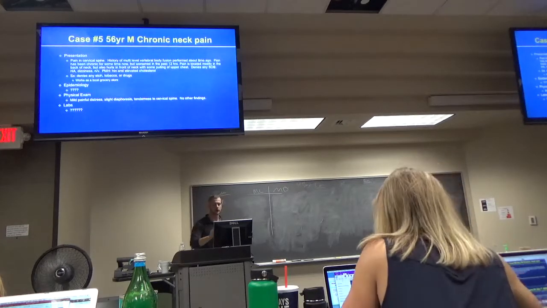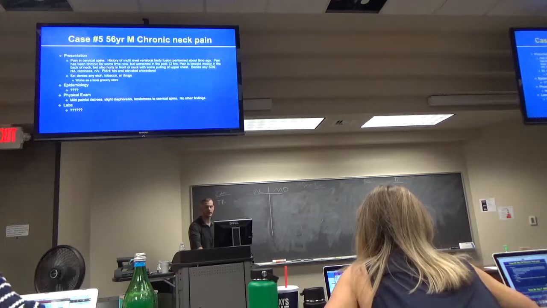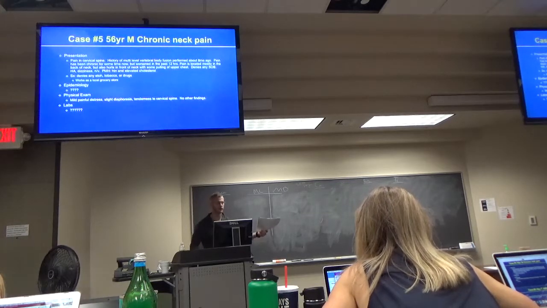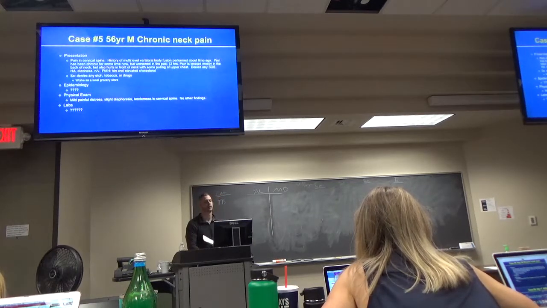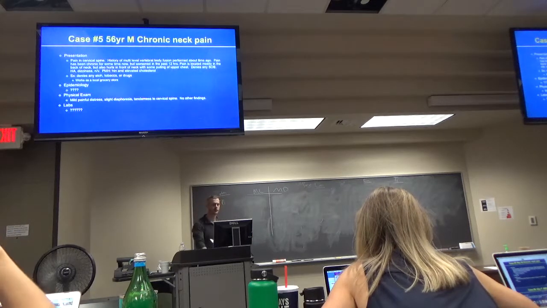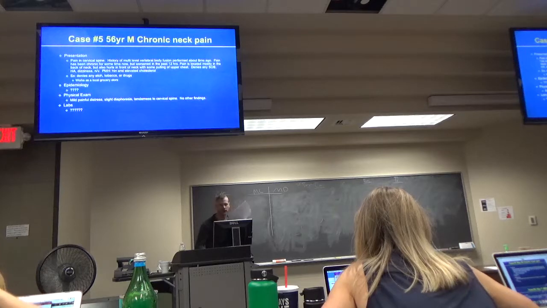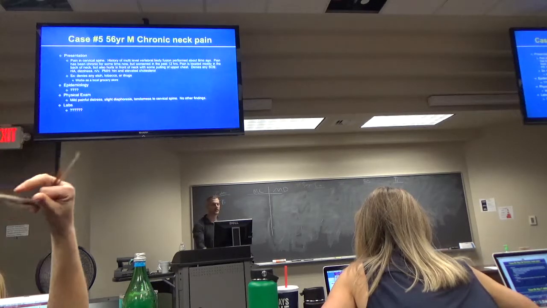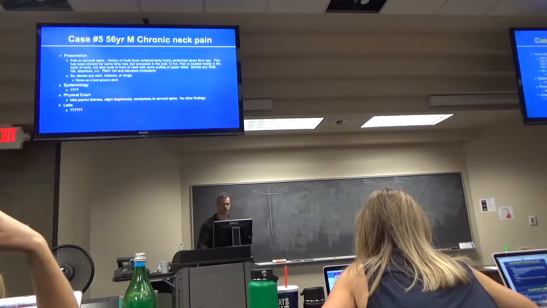Pain in the cervical spine, history of multi-level vertebral body fusion. His pain has been chronic for some time now. Again, he's had multiple neck surgeries, but it's worsened in the past 12 hours. Pain's mostly in the back of the neck, but hurts in the front of the neck with some pulling of the upper chest. Rising shortness of breath, headache, dizziness, nausea, vomiting.